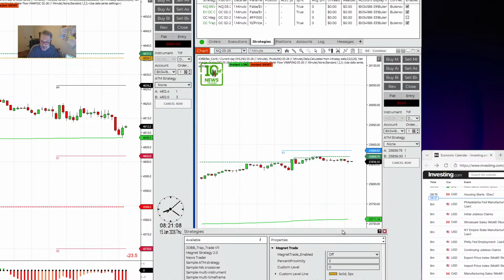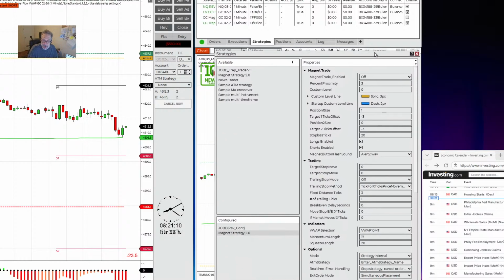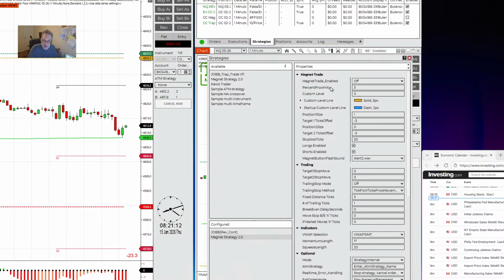The VWAP is 25711. That's what you would type in. And then you have a target one. How many ticks do you want? Position one is a one. How many tick target? Maybe a 20 tick target, right? And choose your stop, maybe a 35 tick stop.